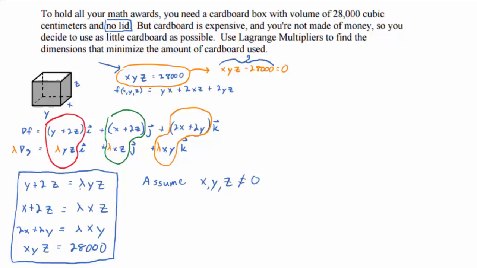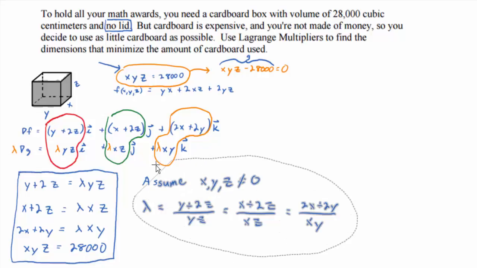So that allows me in the first three equations to solve for lambda, and then set the results equal. So I can say lambda from the first equation is equal to y plus 2z divided by y times z. And from the second equation, lambda is x plus 2z over x times z. And from the third equation, I get that lambda is equal to 2x plus 2y over x times y. And then let me shrink this down a little bit.